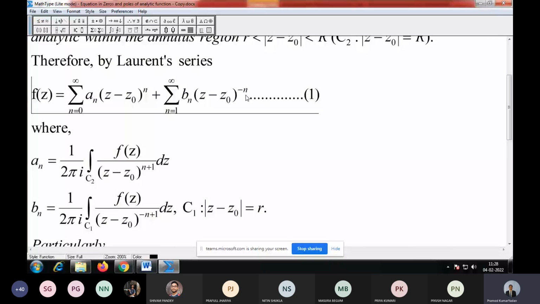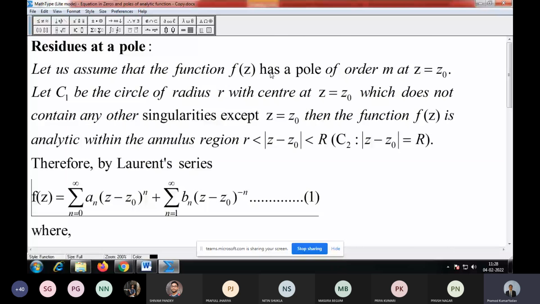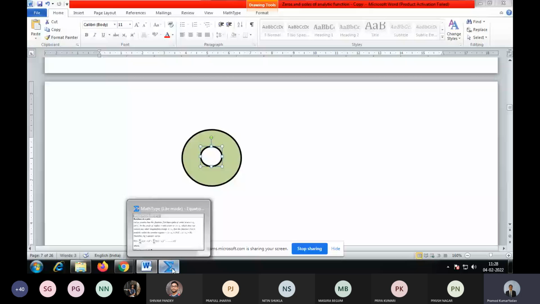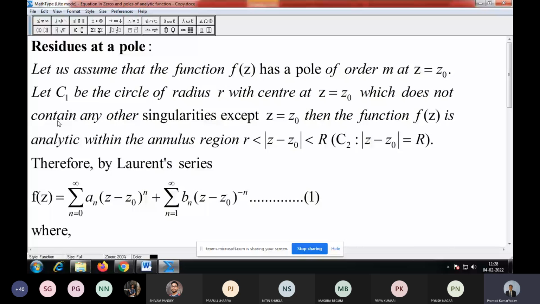So what was happening in this case? f(z) has a pole of order m at z equals z0. This creates a problem because the function is not analytic at z0. That's why we construct a circle centered at z0 with radius r, as shown in the picture. This is the small circle with small radius r. We construct the circle in such a way that it does not contain any other singularities except z equals z0. Then the function f(z) is analytic within an annular region. The annular region is this one.